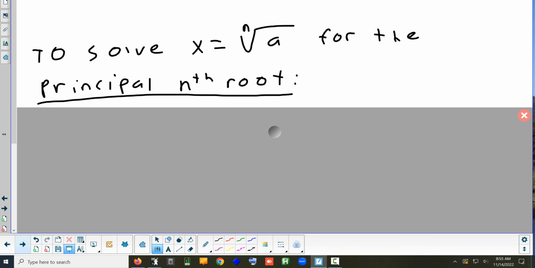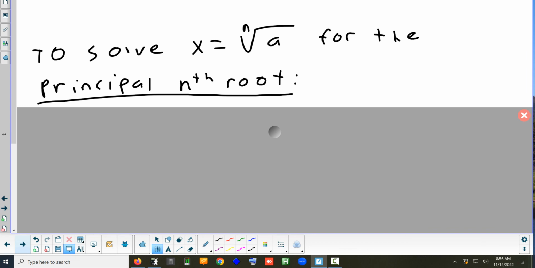When you're solving an equation that has a root in it, there are as many answers as the index. For example, if I wanted to find the square root of 4, how many answers are there when you take the square root of 4? How many different answers? Yeah? There's 2 answers. 2 times 2 is 4. -2 times -2 is also 4.